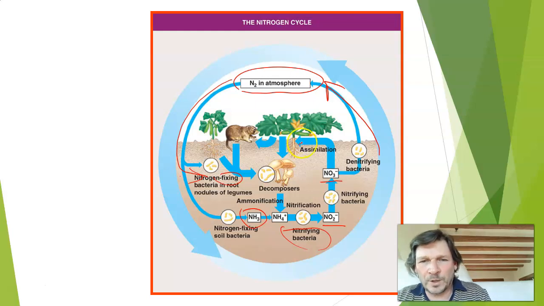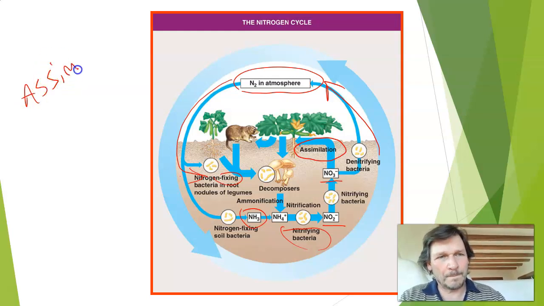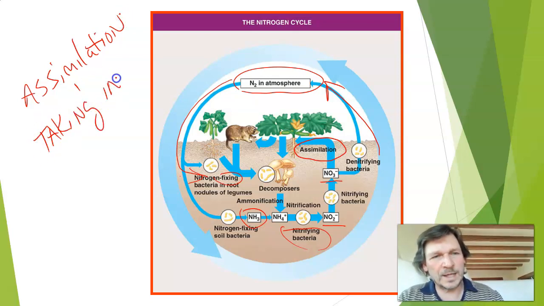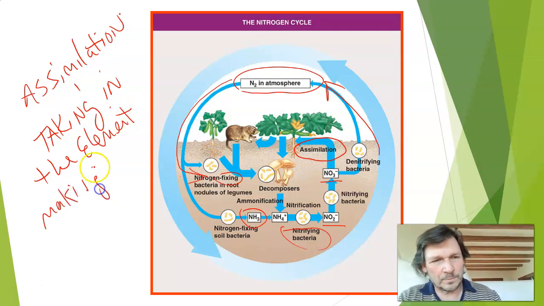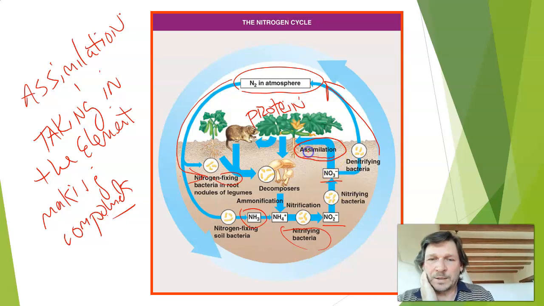There's another term here I want you to take a look at, and this is called assimilation. And this is taking in the element and making compounds. So in this case, the plant will take up ammonia and then turn it into protein. And so here the ammonia is taken in, assimilated into the plant.